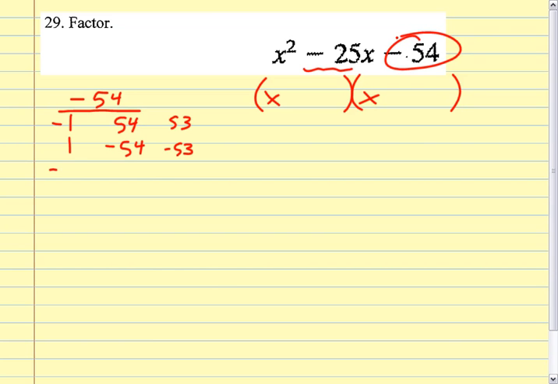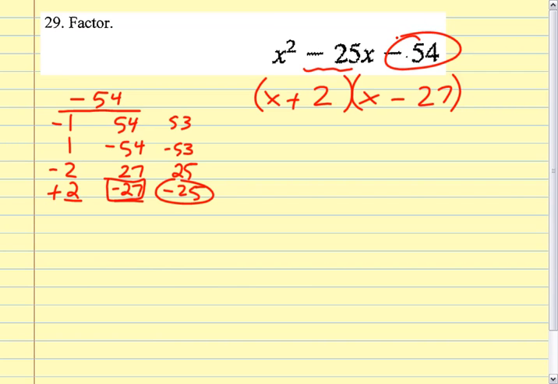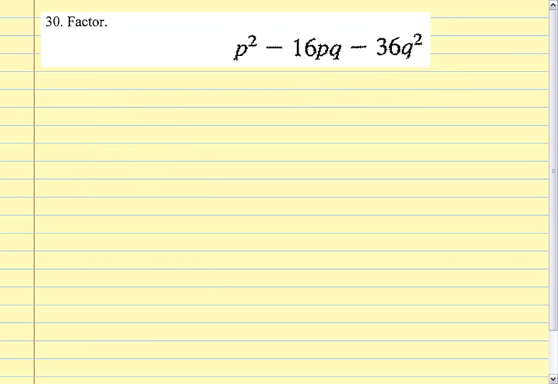Could do negative 2 and positive 27, or 2 and negative 27. All right, negative 2 and 27 gives me positive 25. 2 and negative 27 gives me negative 25. I can stop right there because I was looking for negative 25 and I found it. There's my pair. X plus 2, because this is positive, and x minus 27, because that's negative. That's the one when I add them that gives me negative 25x. All right? Nice job. Let's look at the next one.